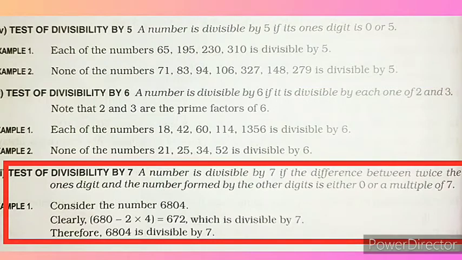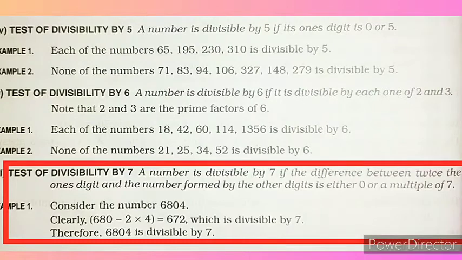Now come to the test of divisibility by 7. A number is divisible by 7 if the difference between twice the ones digit and the number formed by the other digits is either 0 or a multiple of 7. Now take an example. Here I am taking the number 6804. So the number in the ones place is 4. Multiply it by 2, because in the rule it is said twice the ones digit.